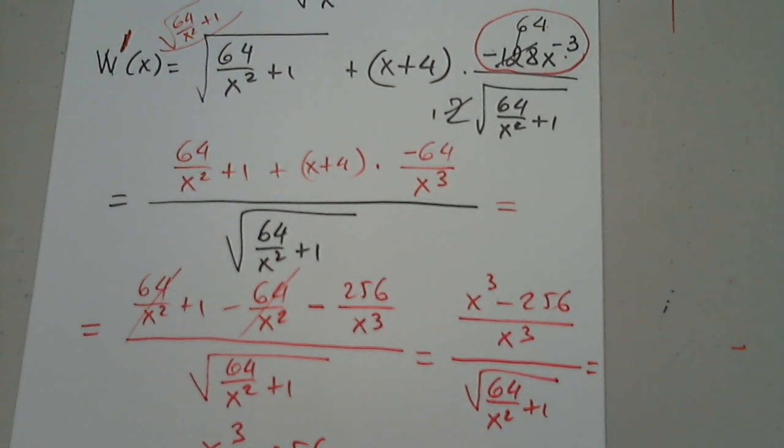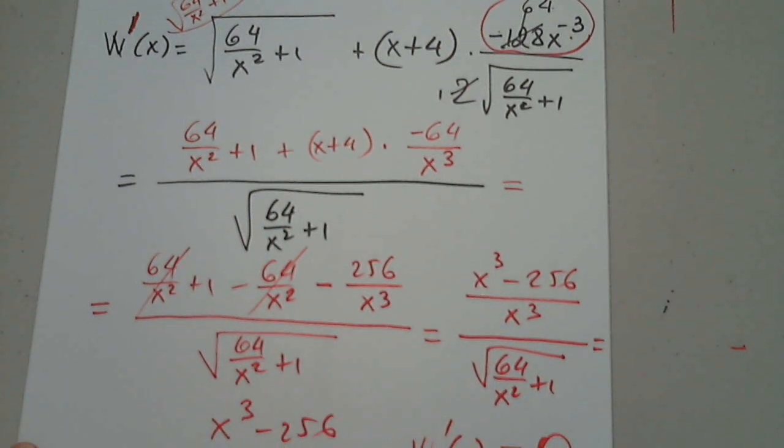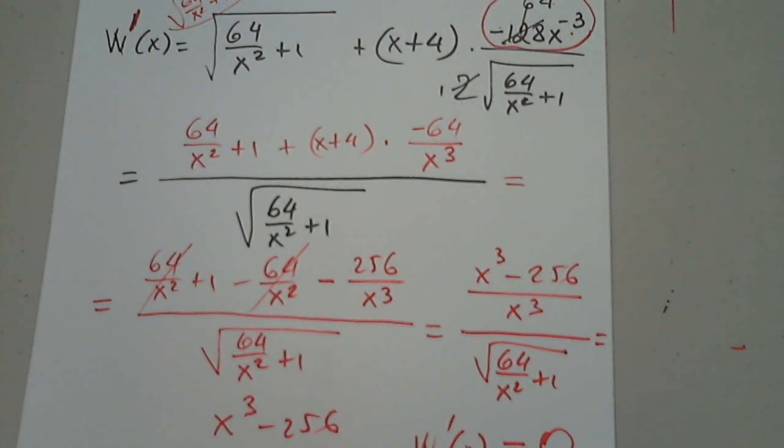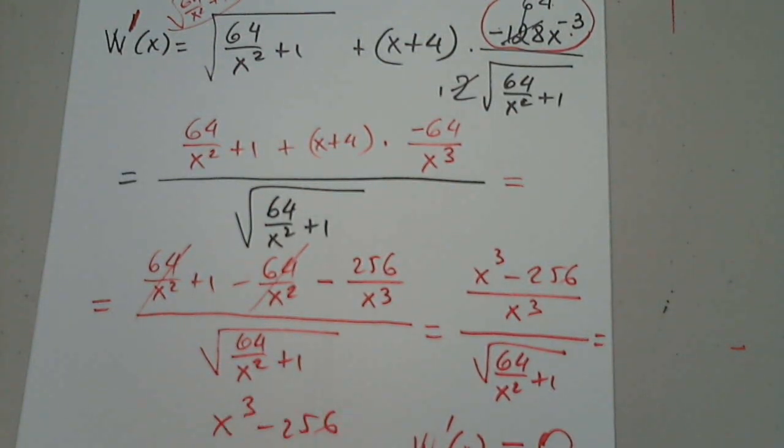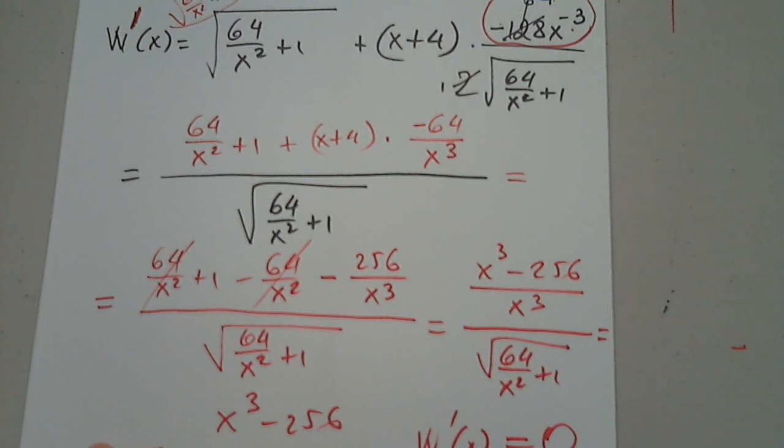Finally, I want critical numbers. This cannot be 0, x cannot be 0, this quantity cannot be 0. It's a sum of two terms, it can never be 0. So only this can be 0. Of course, when we solve a rational function equal to 0, a fraction is 0 only when the numerator is 0, so x is the cube root of 256.